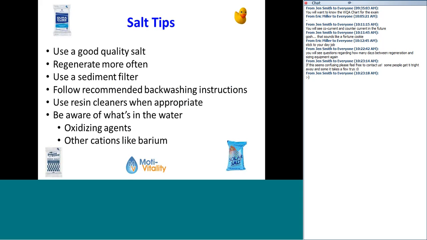And then other cations like barium. Just like you can use sodium and potassium to regenerate the softener, things like barium will take up room in the ion exchange. They'll take up the capacity. So if you're getting hard water bleed through, it could be that you have other cations in the water that are taking up space that could otherwise be used for the calcium and magnesium.